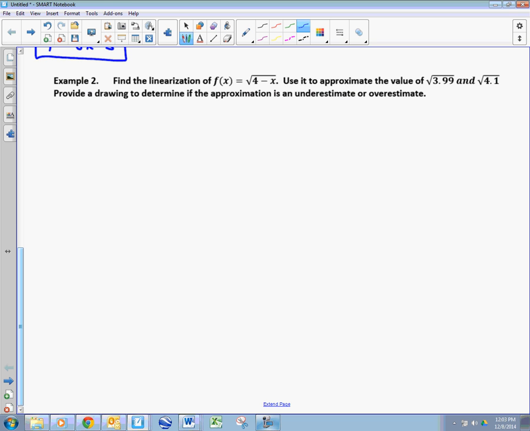This is really actually a great idea. And it leads us into an idea called Newton's method later on, which is absolutely genius. And you guys will love it. So let's find the linear approximation, okay?